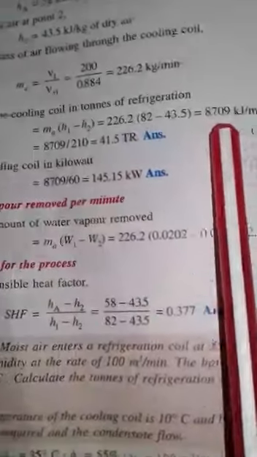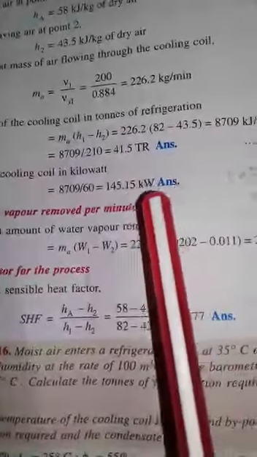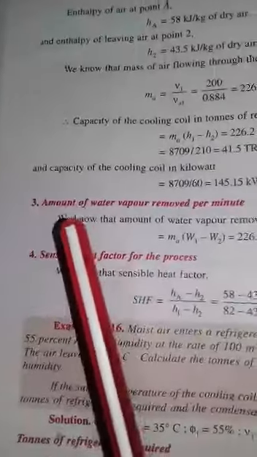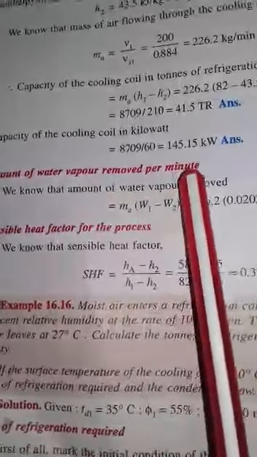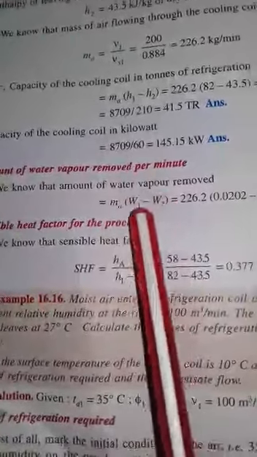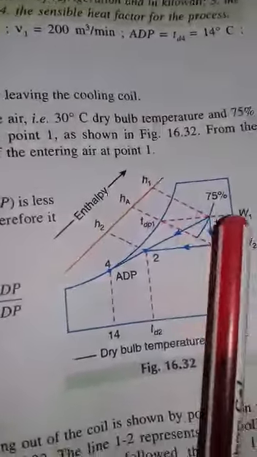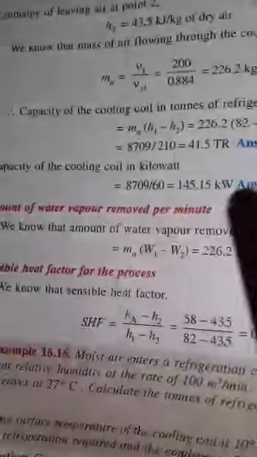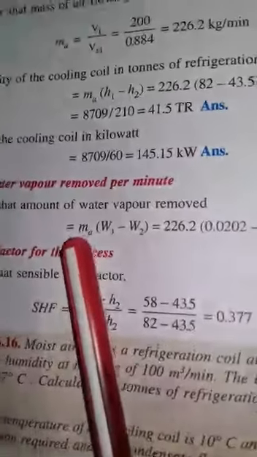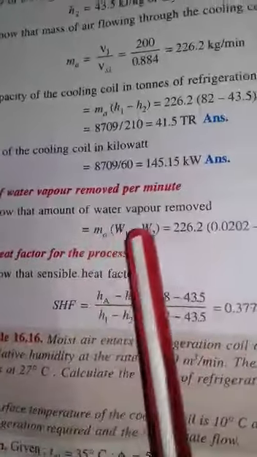Now the amount of water vapor removed per minute, that is Ma into W1 minus W2, the change in the specific humidity. From the chart you see W1 and W2 here, W1 here and W2 here. From the chart we are getting that value. So putting those values, W1 minus W2, we will get the amount of water vapor removed per minute, mass into change in specific humidity. Mass we already know, and the change in specific humidity we get from the chart.